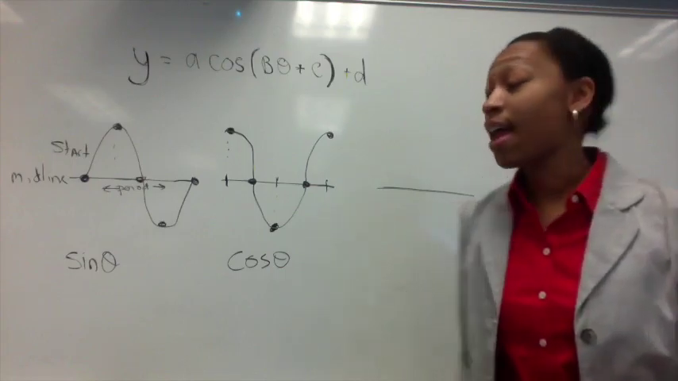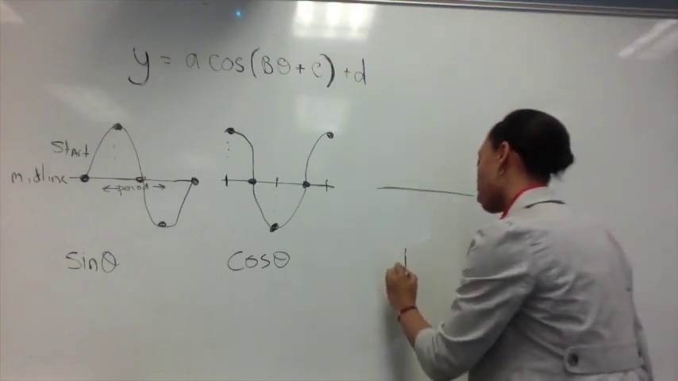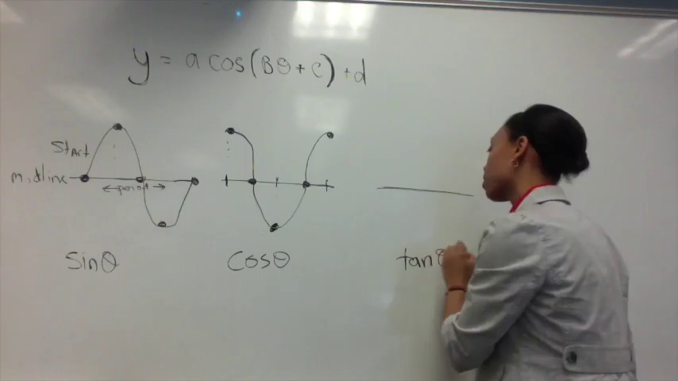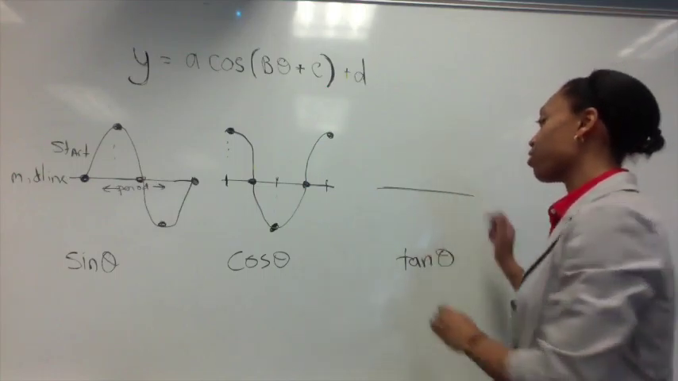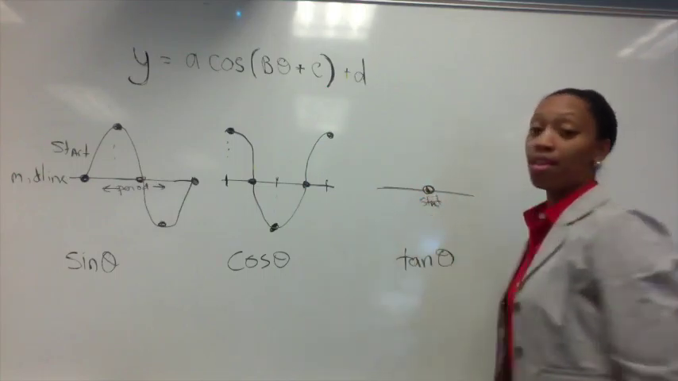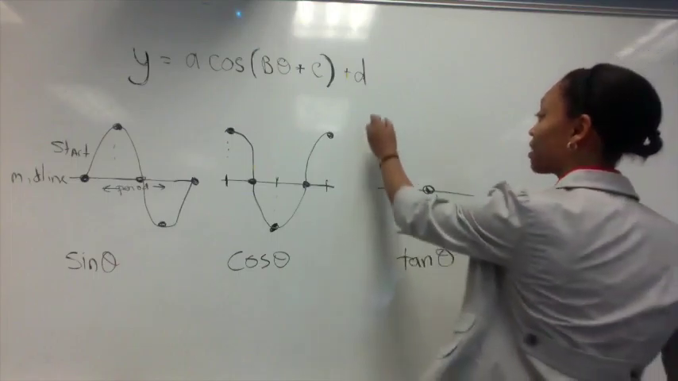All right, and then for tangent, how do we draw tangent graphs? Well, for tangent, we have to find this starting spot. Then we draw in the asymptotes.